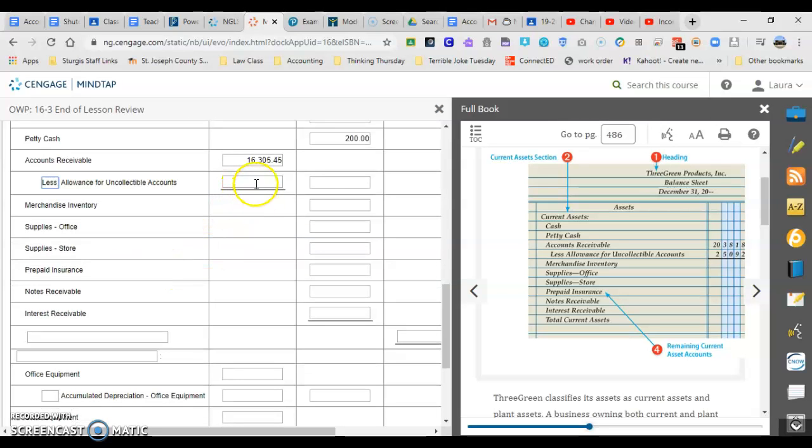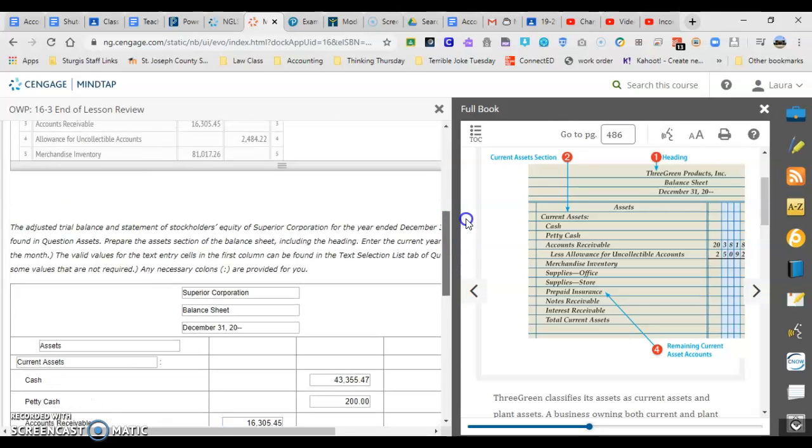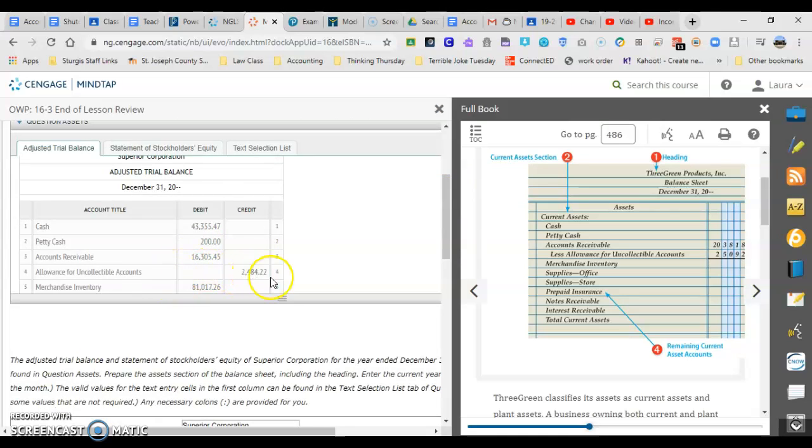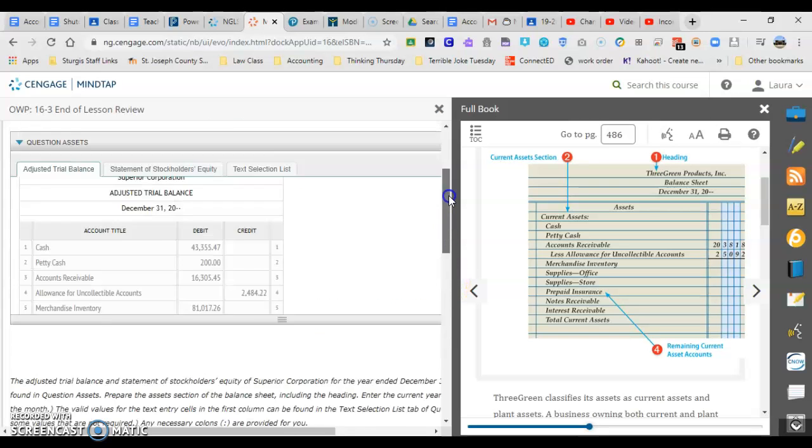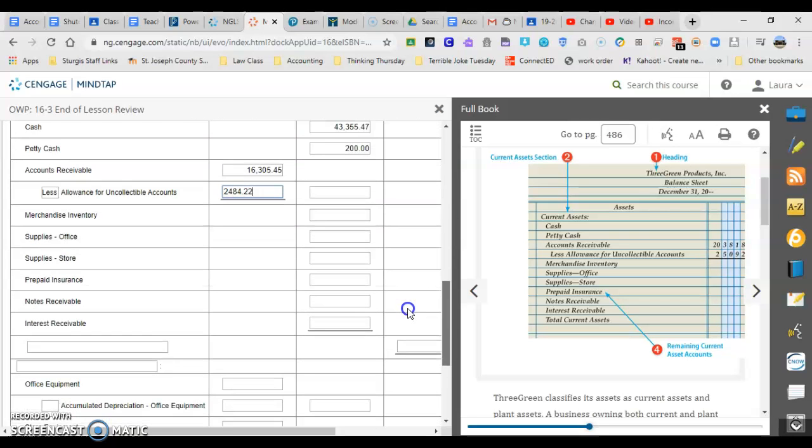And then we're going to deduct our allowance for uncollectible accounts, because remember that it's a contra account that reduces that. We're anticipating some of those won't be collectible: $2,484.22. So we're going to deduct those from that. Okay, so I took my accounts receivable and subtracted the allowance for uncollectible accounts, because this is our book value of accounts receivable, how much we think it's really worth.